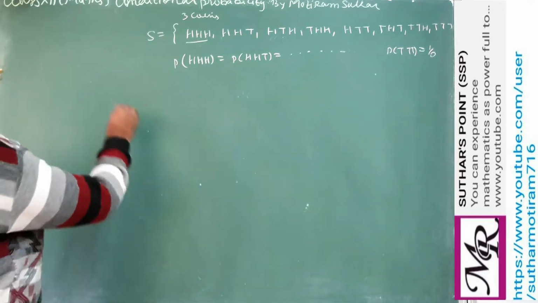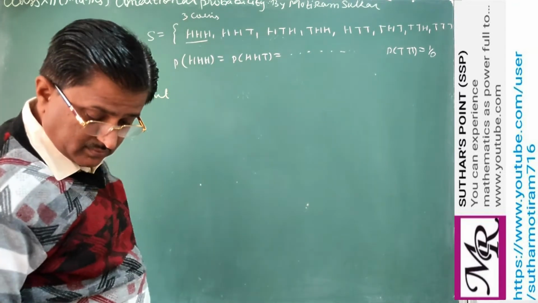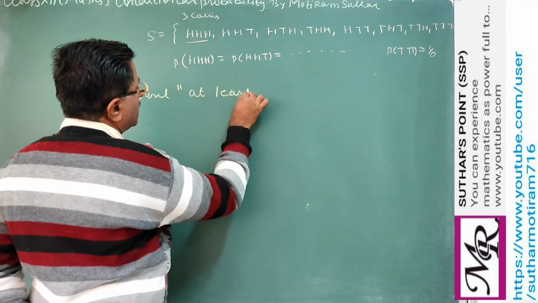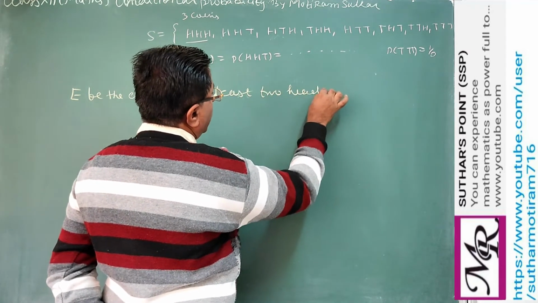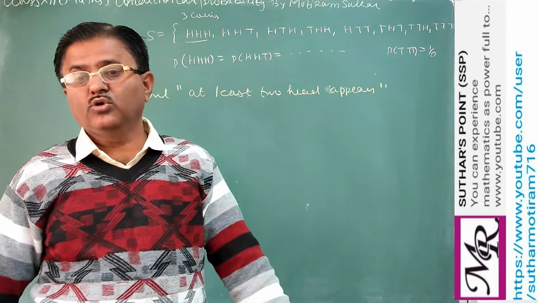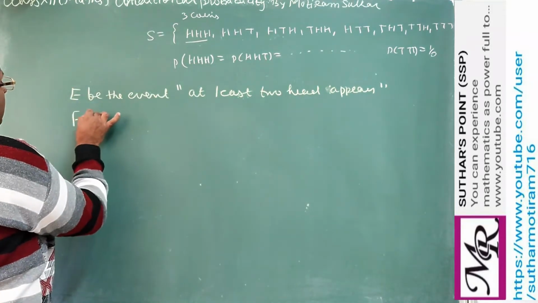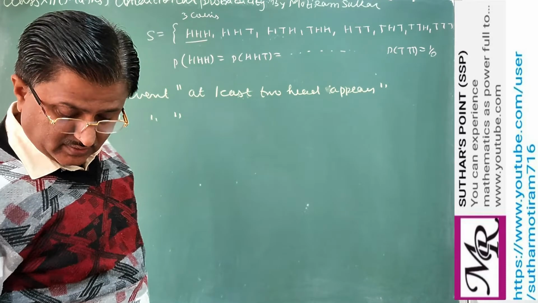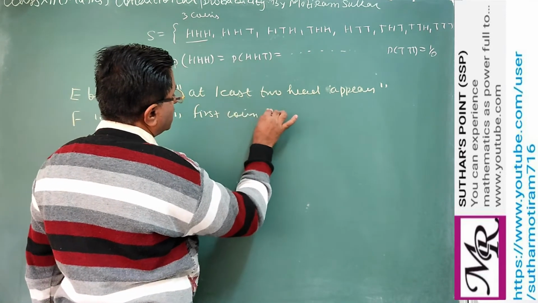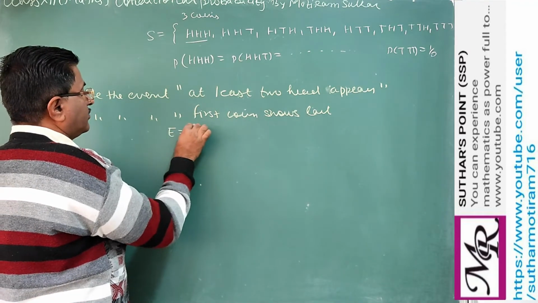Let E be the event that at least two heads appear. Clear? कम से कम दो हेड आते हो. E we take, and let F be the event that the first coin shows tail. So now if you find the favourable outcomes to E.